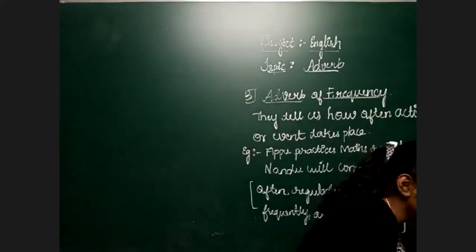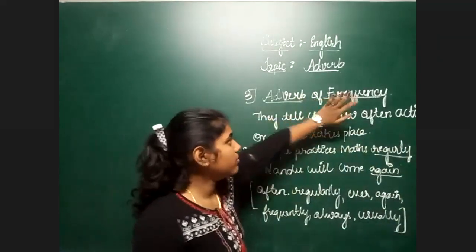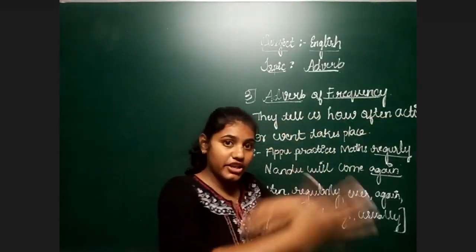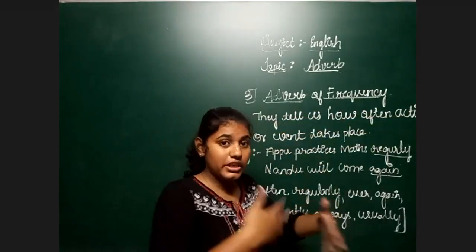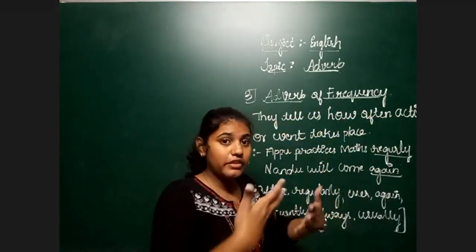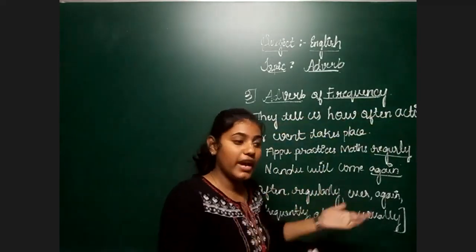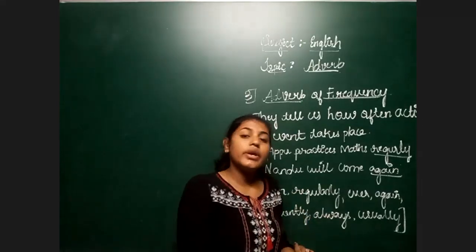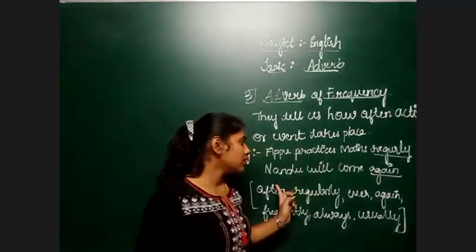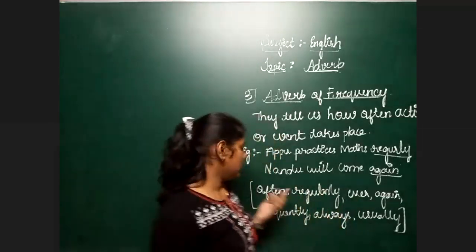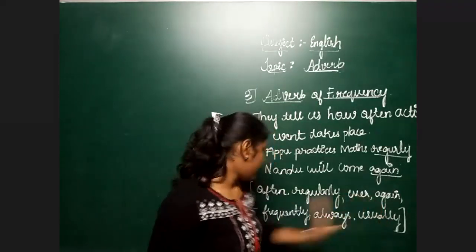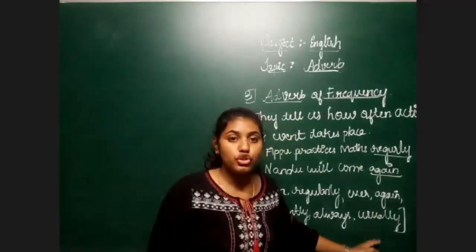Look here, the third type of adverb is adverb of frequency. It is used to tell us how often an action or event takes place. This is nothing but how often an action or event takes place. Look at the example, Appu practices regularly. He is doing this action again and again. Next one, Nandu will come again. Some of the examples are often, regularly, ever, again, frequently, always, usually, etc.